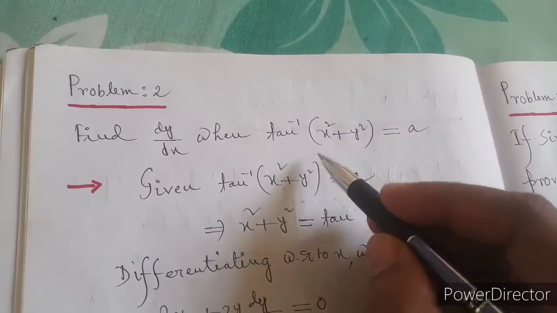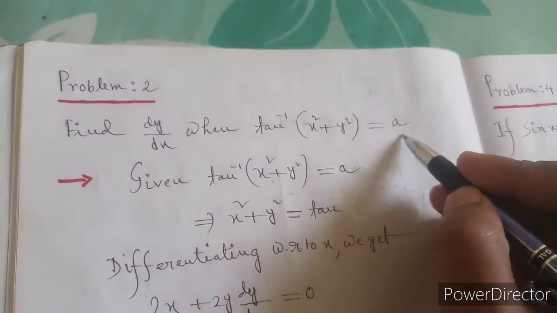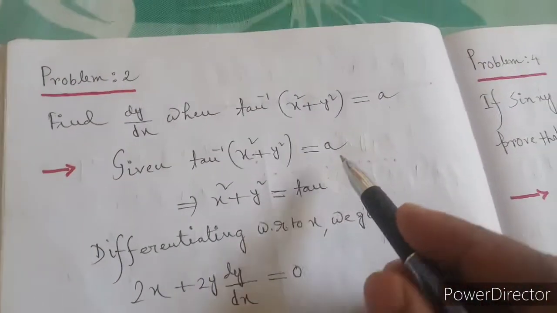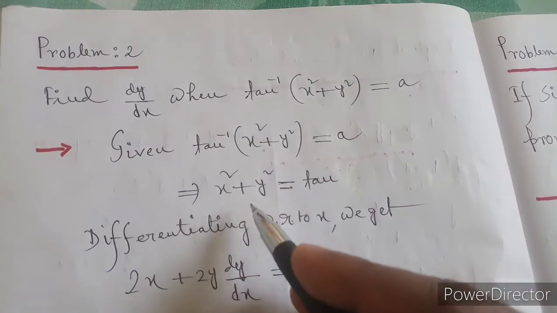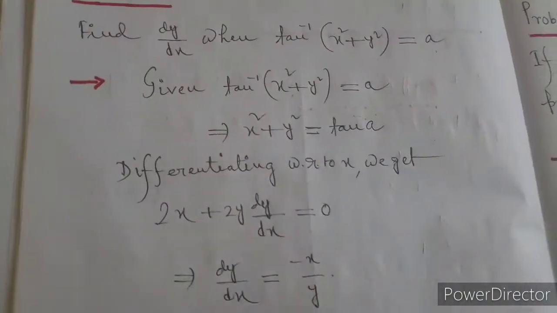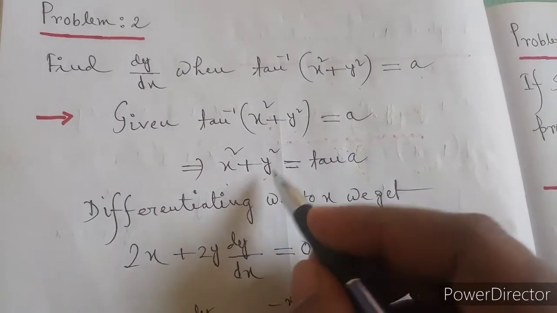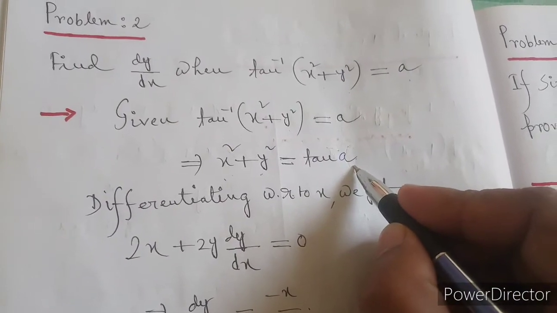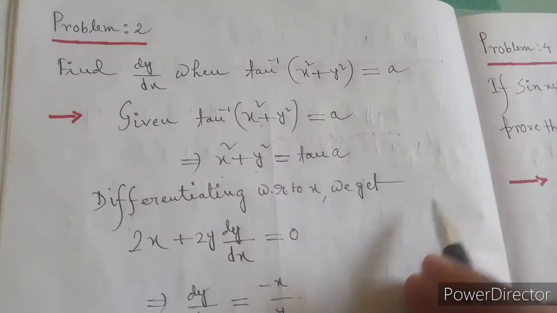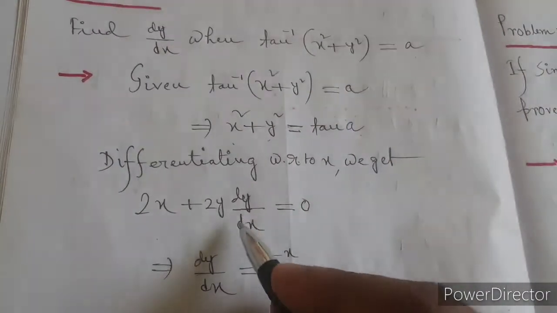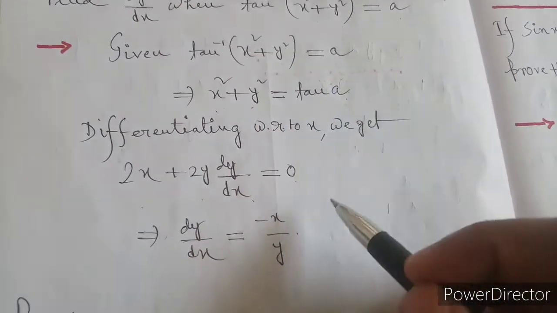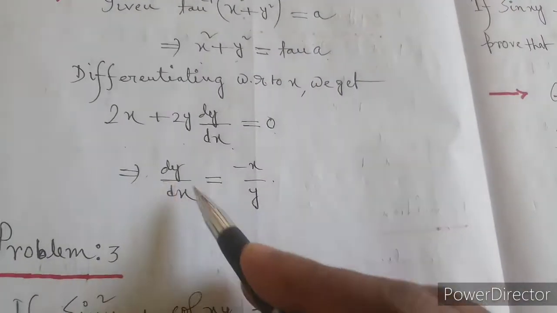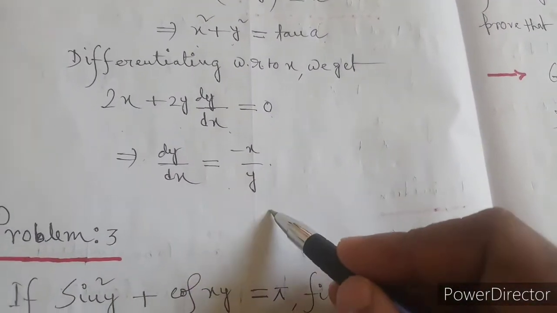Find dy/dx when tan inverse of (x square plus y square) equals a. So how to solve? Given tan inverse of (x square plus y square) equals a, so x square plus y square equals tan a. Now differentiating with respect to x, we get 2x plus 2y dy/dx equals 0, because tan a is a constant term and its derivative is 0. So now dy/dx equals minus x by y.